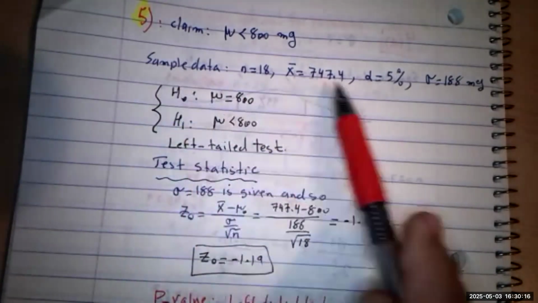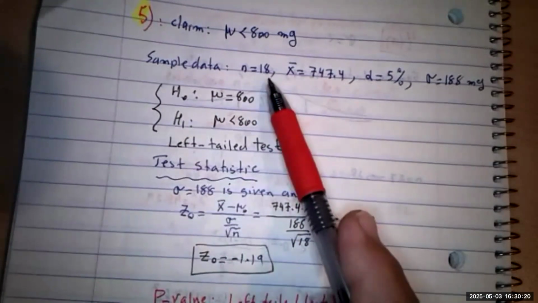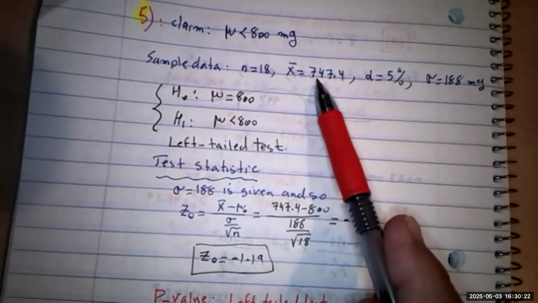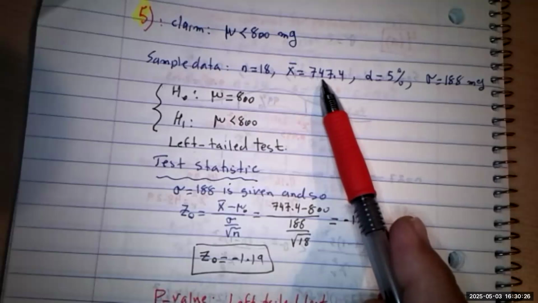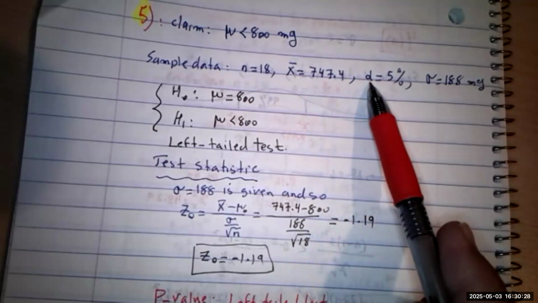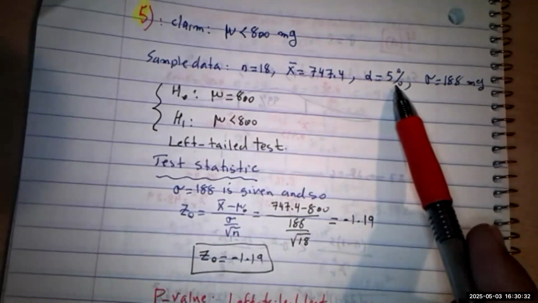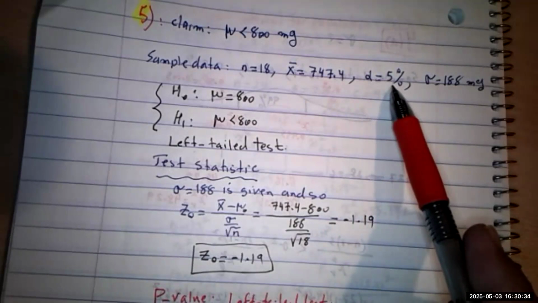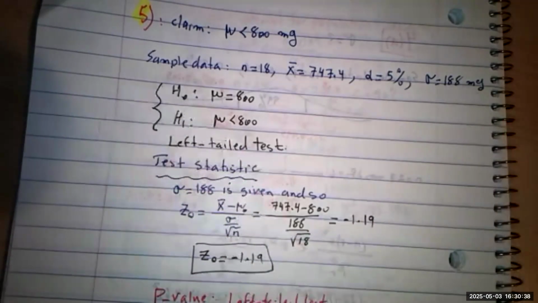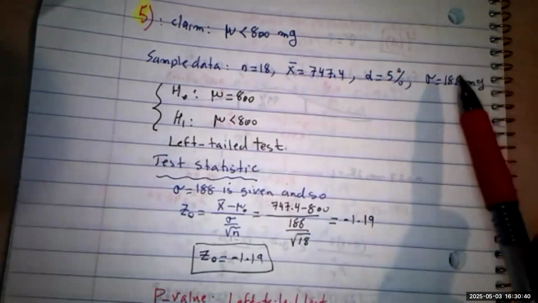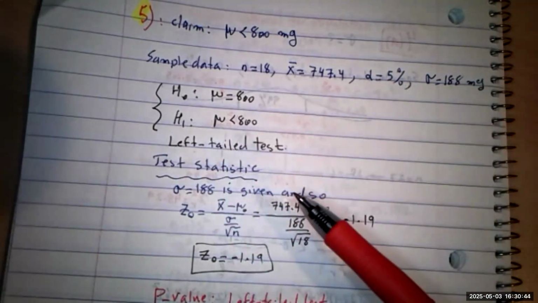Then you have a sample. You have to give the sample information. The sample information is we pick 18 people. We find their average intake, 747. Then we want to check it against the alpha. Alpha is going to be that probability or the significance level, 5%. Sigma is given to you. It's the same thing like you did before. If the sigma is given to you, this would end up with a z-test.